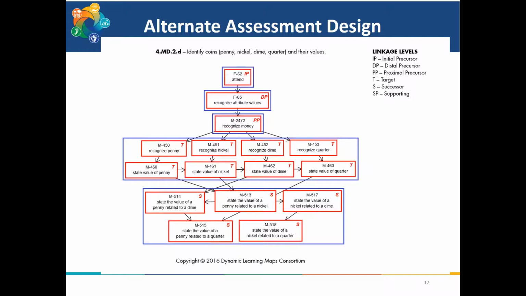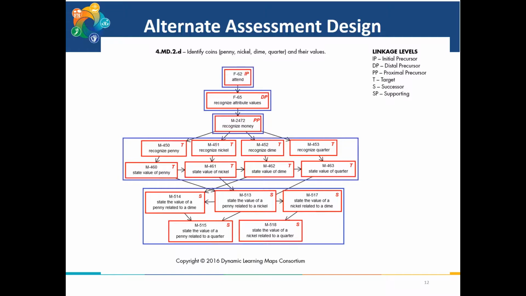So linkage levels again are a small collection of nodes. So in basic terms, each linkage level is linked to the essential element based on how the student is able to access that essential element. So the 5 linkage levels are the initial precursor, the distal precursor, the proximal precursor, target, and successor. Each of those has, and you can see the key on the side that gives you the letters that stand for those. Science, though, only has 3 levels: initial, precursor, and target.